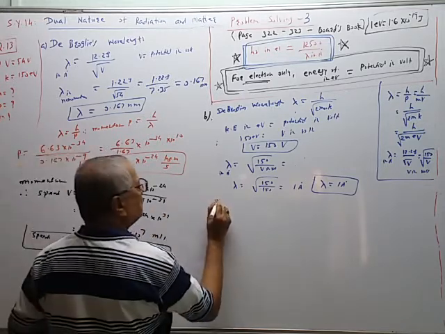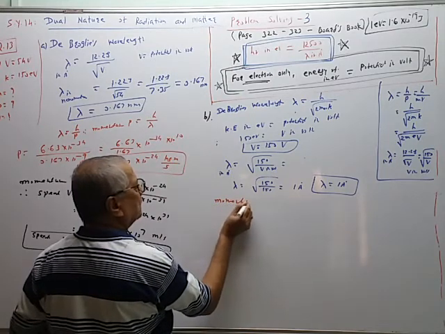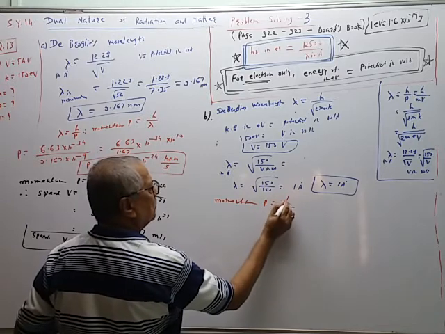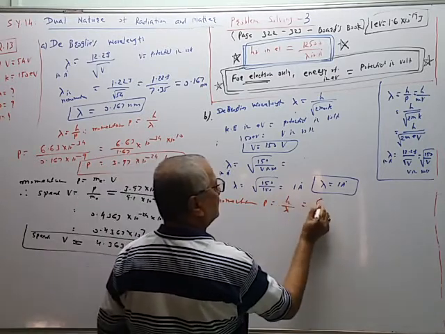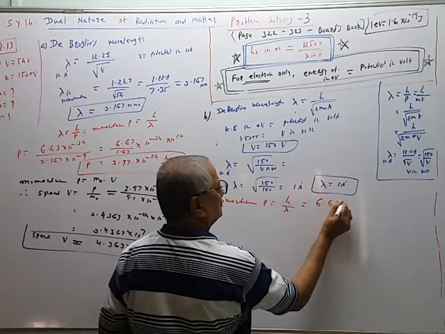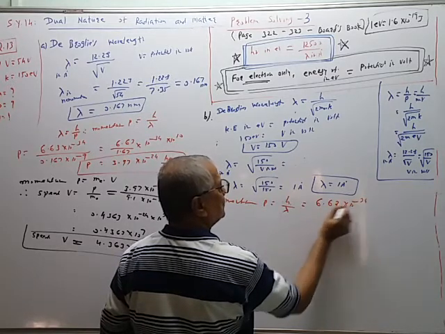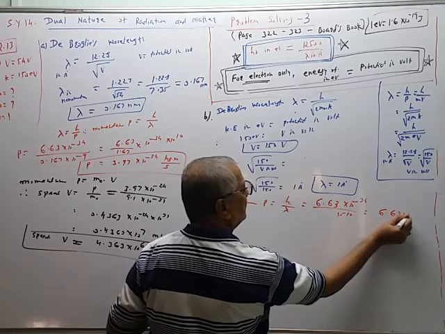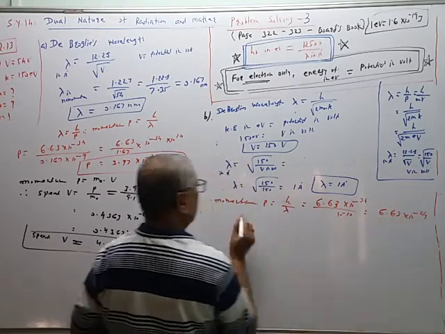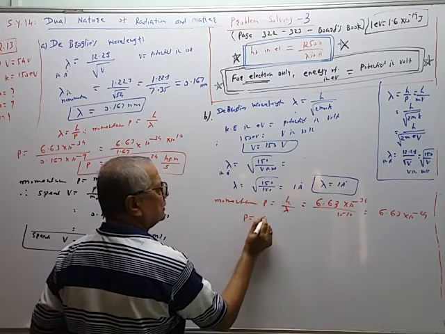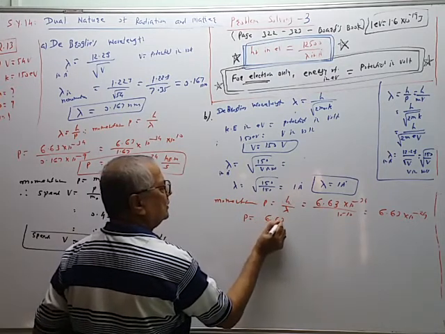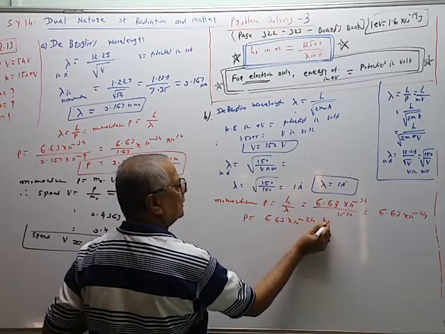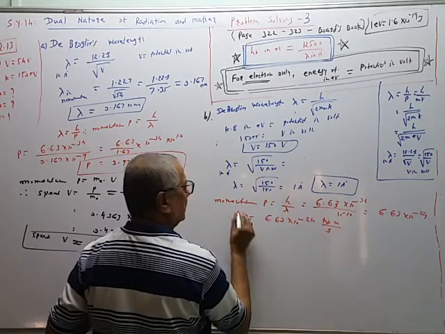So momentum P is equal to h upon lambda, 6.63 into 10 raised to minus 34 upon 10 raised to minus 10. So the answer is 6.63 into 10 raised to minus 24. So momentum P is equal to 6.63 into 10 raised to minus 24 kg meter per second.